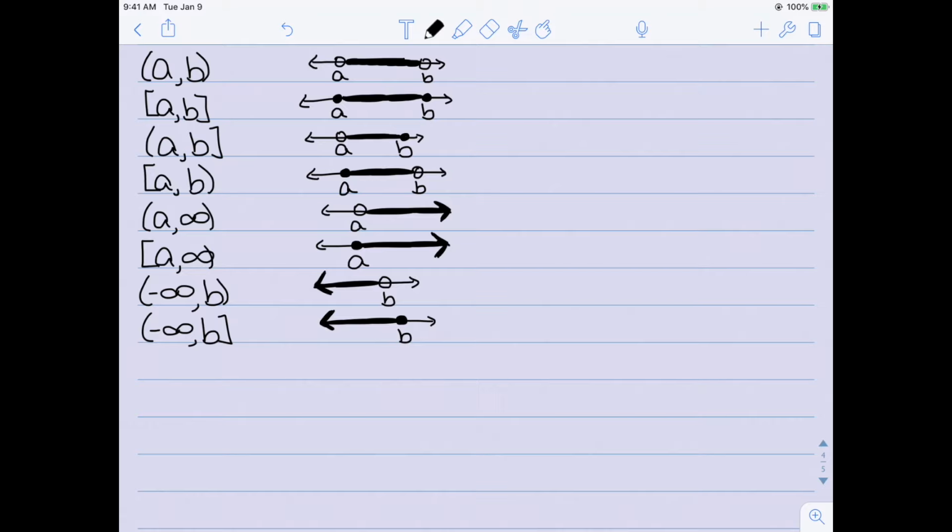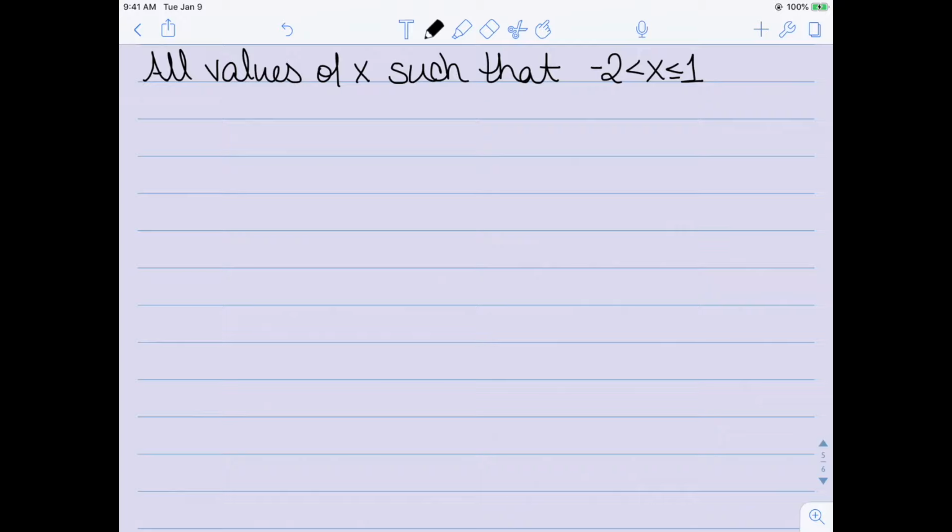So let's look at some actual examples. I want to consider all of the values of x such that negative 2 is less than x is less than or equal to 1. So the first thing I want to do is interval notation. In interval notation, we always start with the smaller number and then move to the bigger. So we start with negative 2. Since we have negative 2 is less than x, that means we're going to use an open parenthesis on negative 2. The other number that we're dealing with is 1. And since we're including 1, we need to use a square bracket. So we have parentheses -2, comma 1 square bracket.